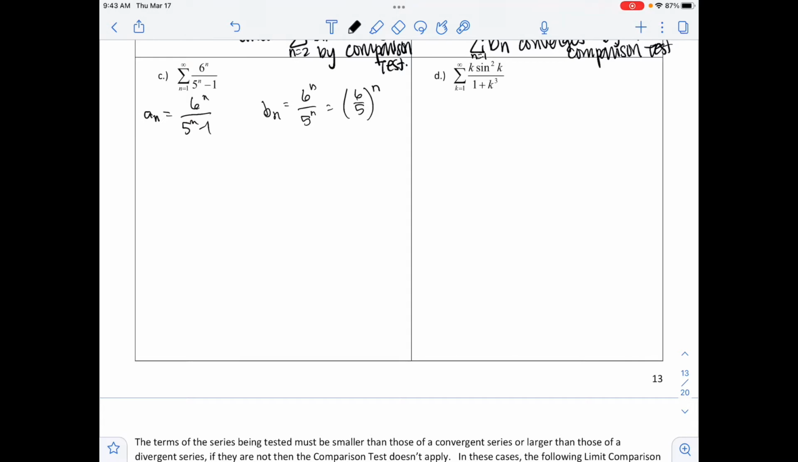And so looking at this, since the minus 1 is in the denominator, I'm subtracting it. I know that a sub n is going to be greater than or equal to b sub n. And then looking at the sum from n equals 1 to infinity of b sub n, which is the sum from n equals 1 to infinity of that 6/5 to the nth power. This is a geometric series, and r is equal to 6/5, which is greater than 1, which means that this is going to diverge. And it's diverging because of the geometric series test.